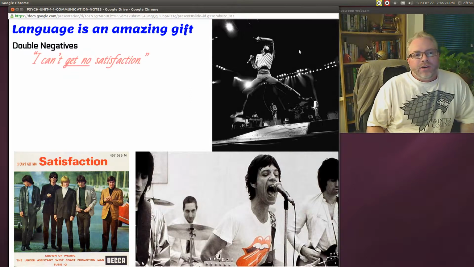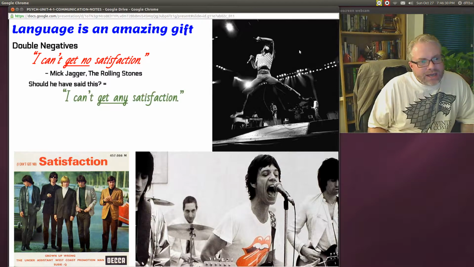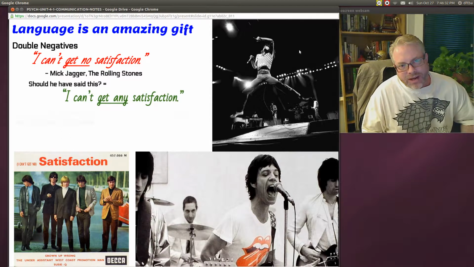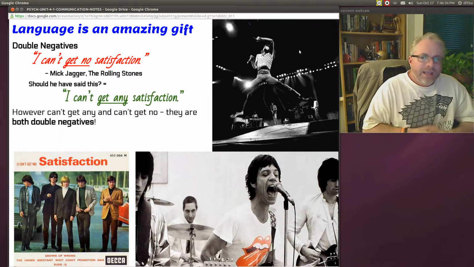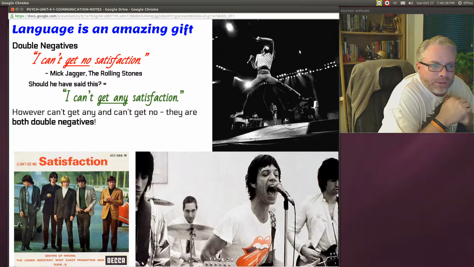Double negatives are another good example. I can't get no satisfaction. That's Mick Jagger of the Rolling Stones. Should he have said, I can't get any satisfaction? We would probably think it's I can't get any satisfaction, but both are double negatives. Can't get any and can't get no is the same thing.